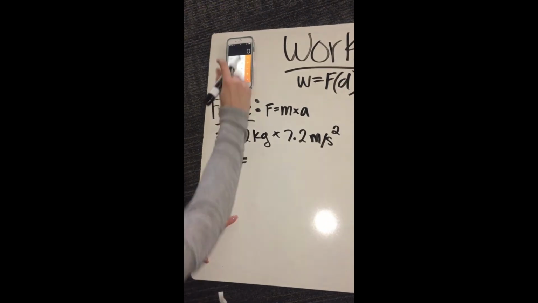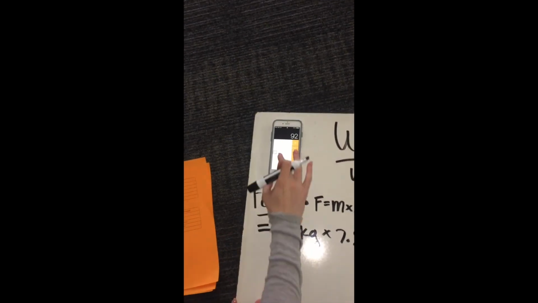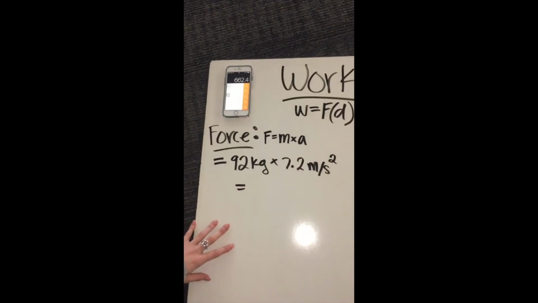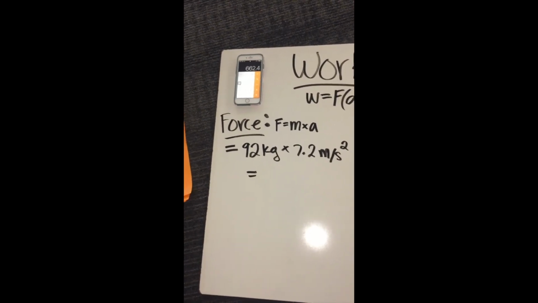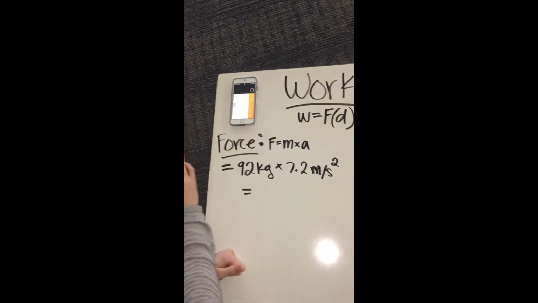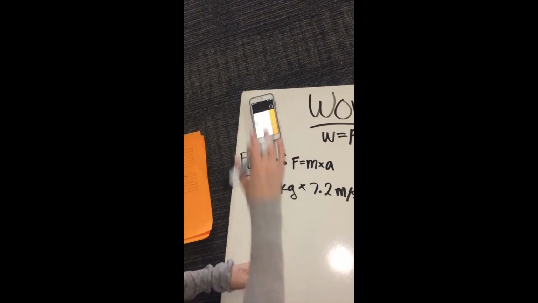Alright, so we're going to plug this into our calculator. 92 times 7.2. Wait, do I have to square it? Yes, it's squared. Never mind. So you're going to do 7.2. Wait, start over because I can't square.